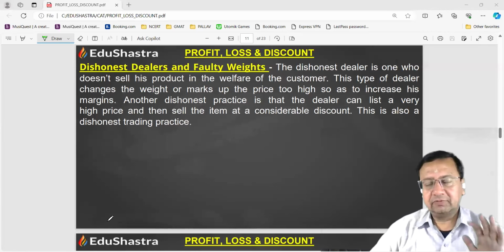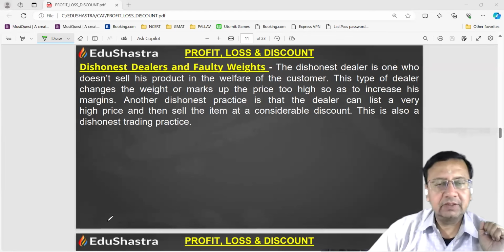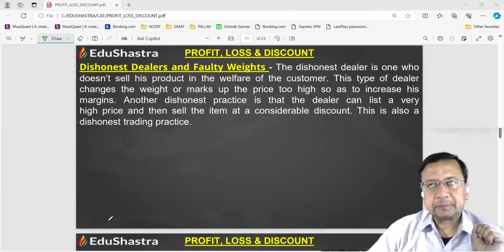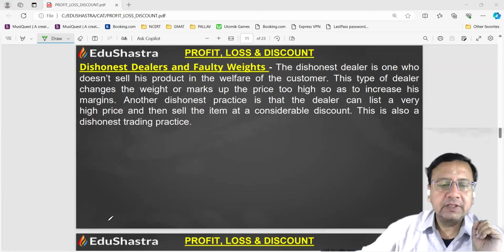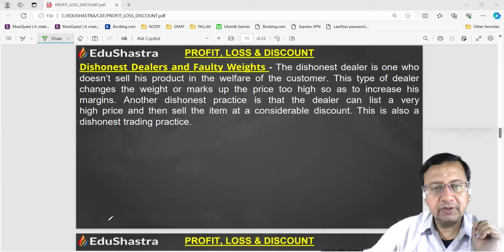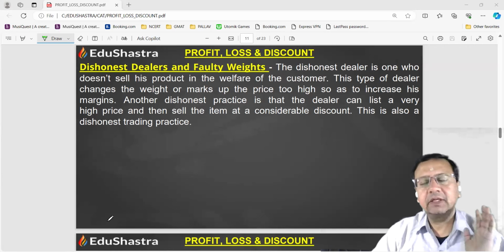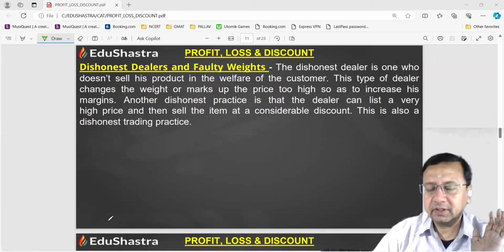Okay, so now when we are calculating these types of questions, the question is saying the weighing machine of a shopkeeper shows 900 grams in place of 1 kg. Now, when we are calculating profit and loss, the first thing is we always calculate for the shopkeeper, not for the customer. If specified, then we work accordingly. If nothing is specified, we always calculate for the shopkeeper, not for the customer.